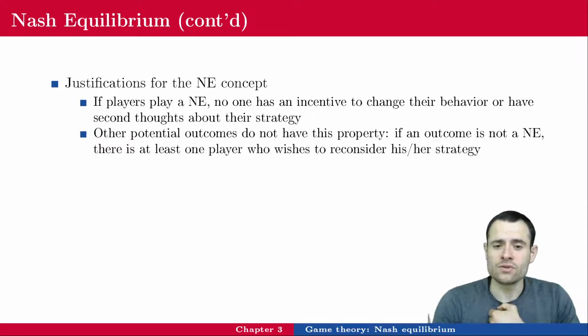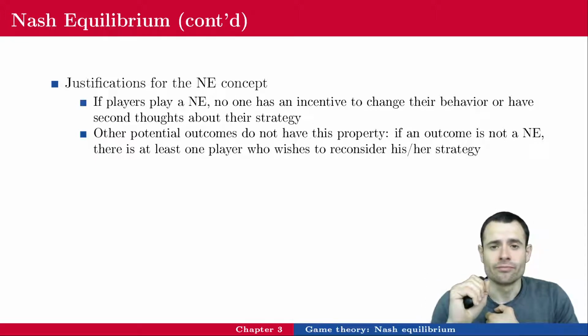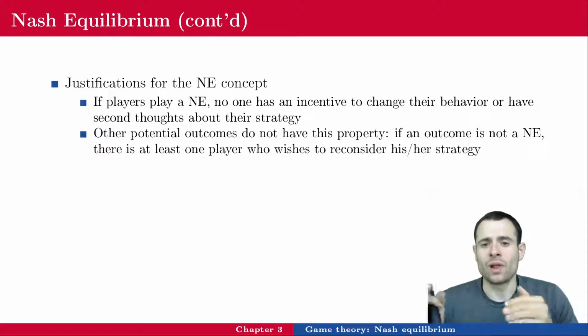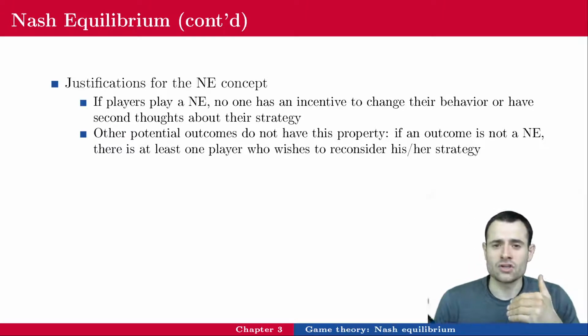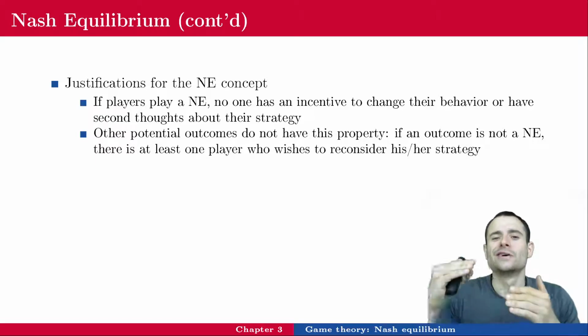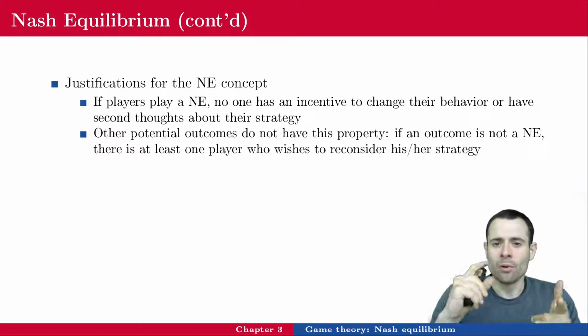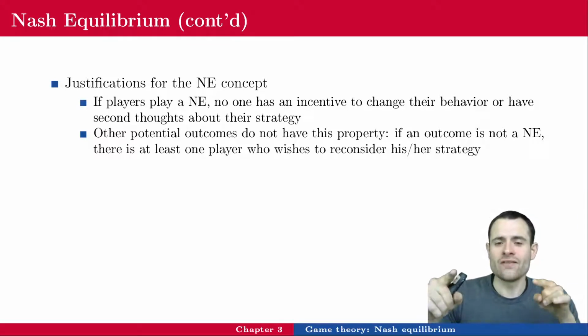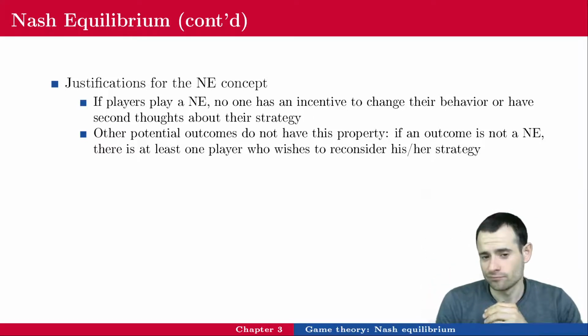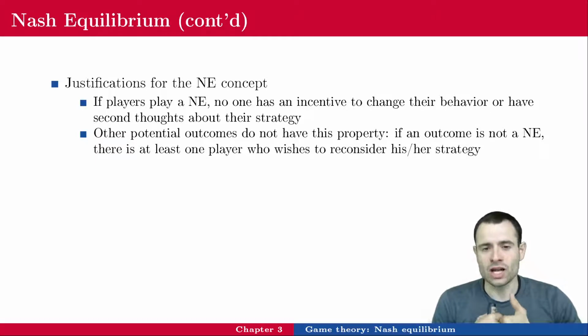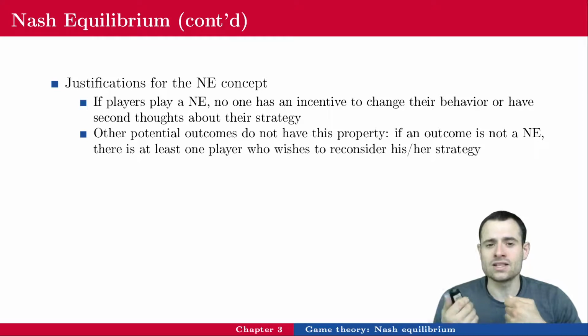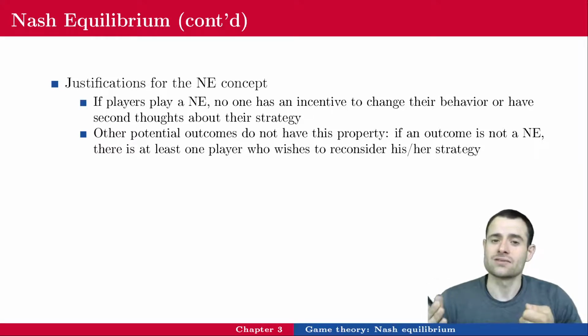Other potential outcomes do not have this property. If you think about the coordination game, where Rosia and Tom, those were the players, meet at different locations, well, they don't meet, they go to different locations, then both of them will regret not having gone to the other location. So if an outcome is not a Nash equilibrium, then at least one player wishes to reconsider his strategy. One player at least wishes he had done something else.